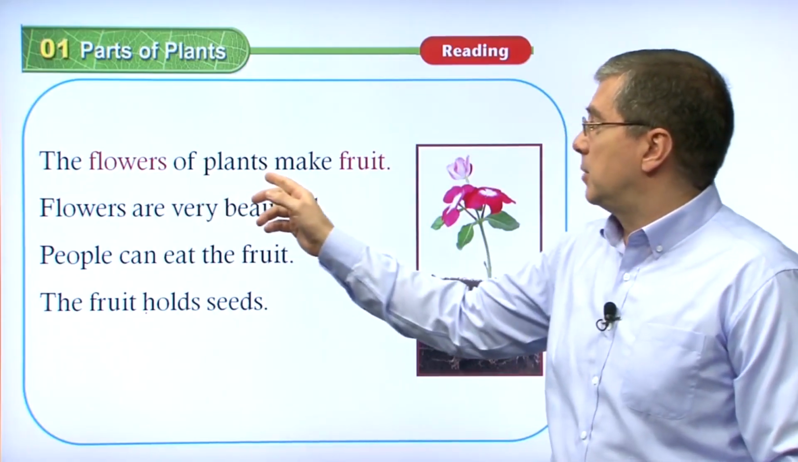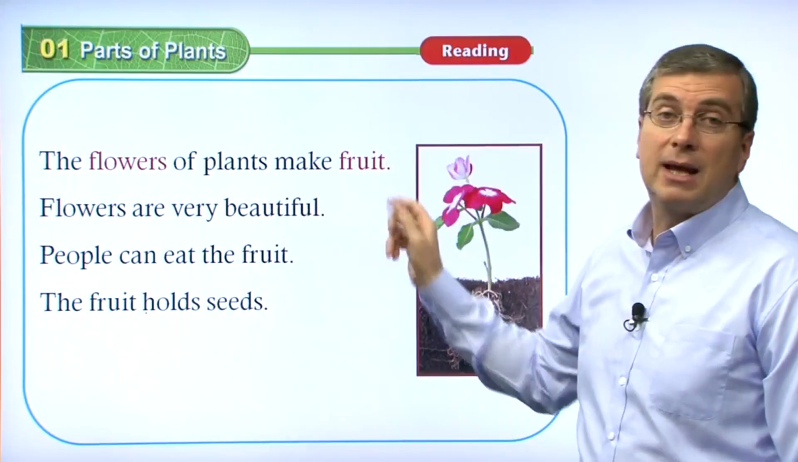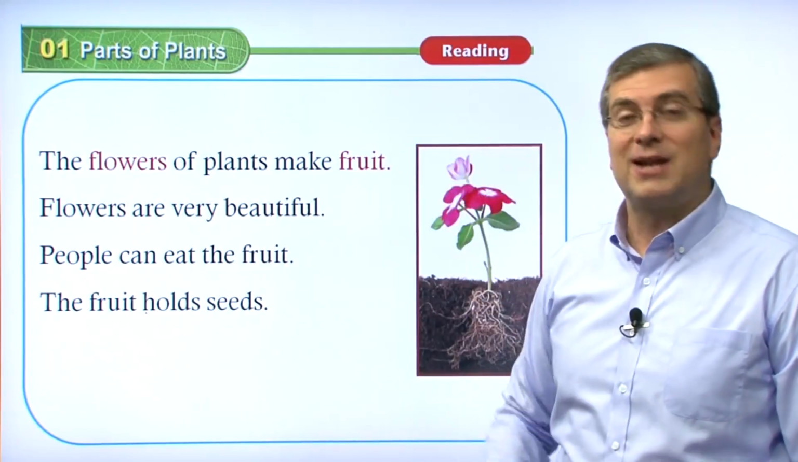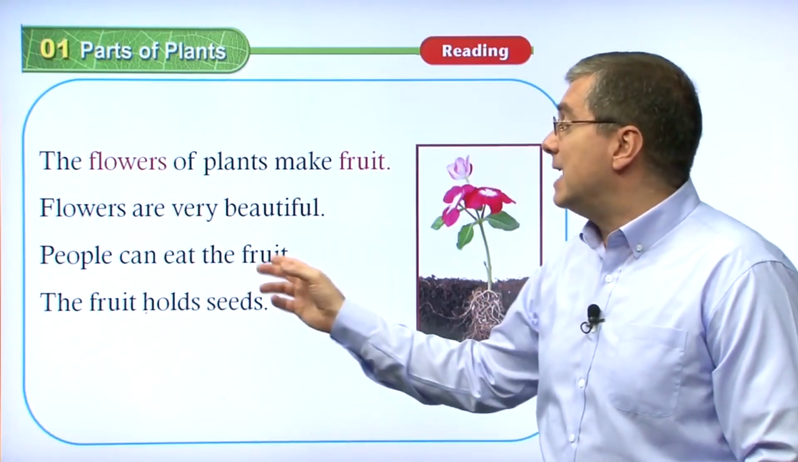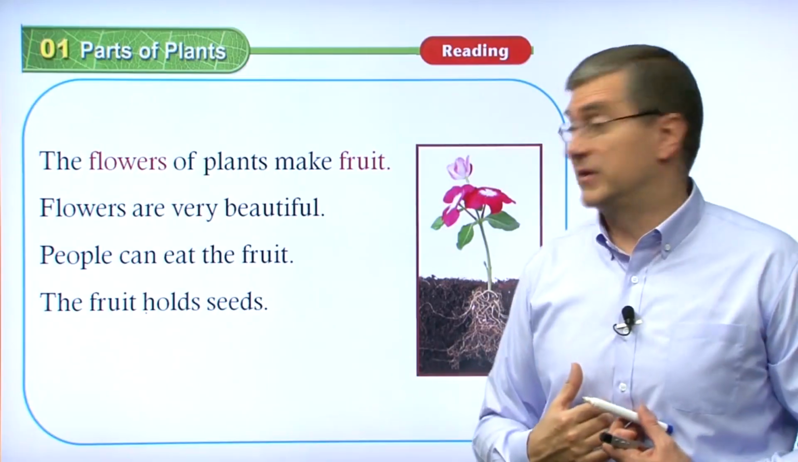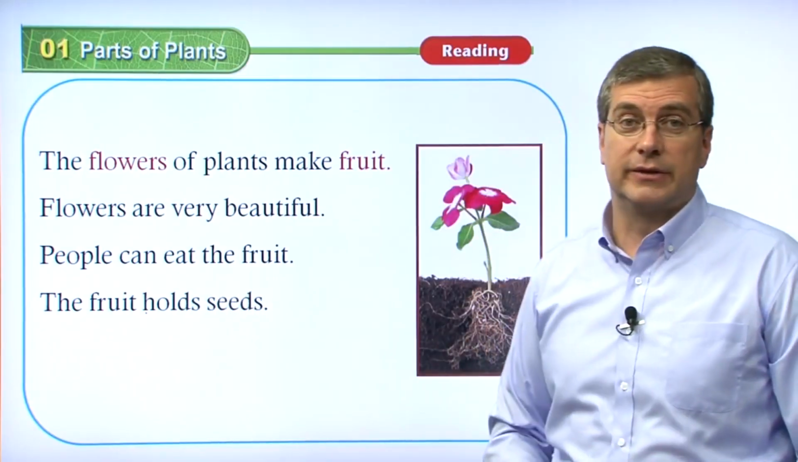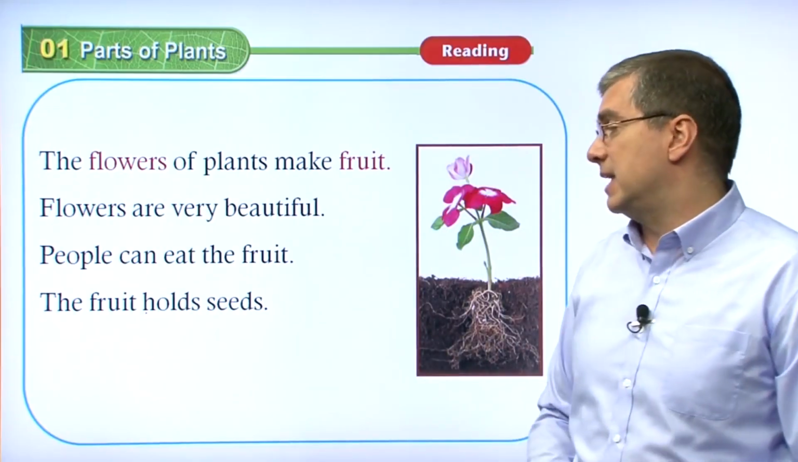The flowers of the plants make fruit. So what do the flowers do? They make fruit. Flowers, of course, are very beautiful. That's just an extra thought that we're putting in there. People can eat the fruit. That's how it benefits us. Also, the fruit holds seeds, and we'll talk about that later on. But the fruit holds seeds.